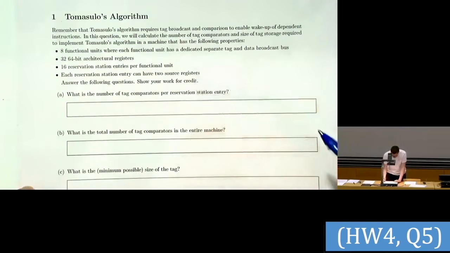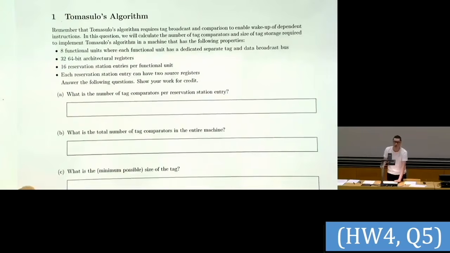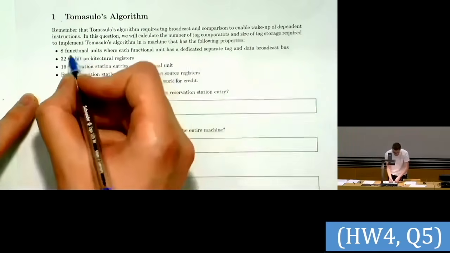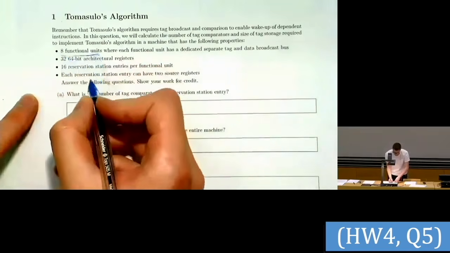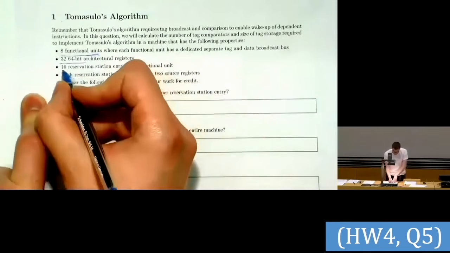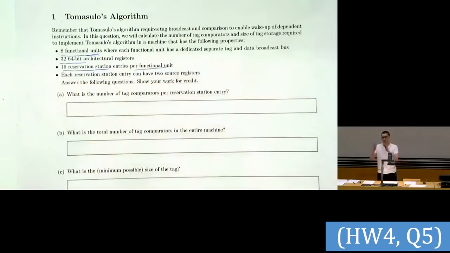This is a question that doesn't require too much computation or exact knowledge about how the algorithm works, but it's asking more about the overhead and how many functional units or comparators you need in your design. It defines those properties where you have 8 functional units and 32 registers, and each register is 64 bits wide. And you have 16 reservation station entries per functional unit. So basically you have a reservation station for each functional unit, and you have 8 of those, and each reservation station will have 16 entries.